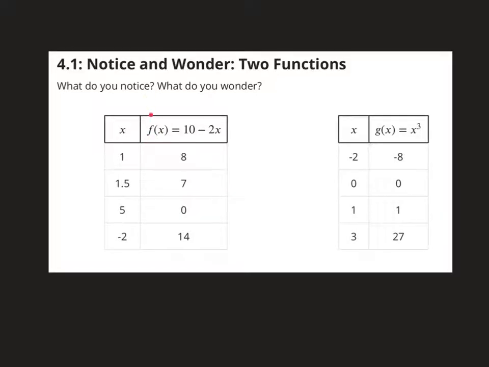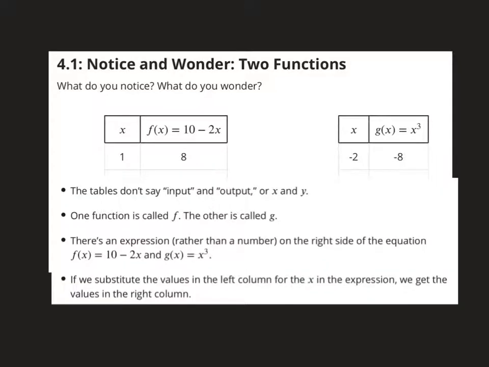And since there's two different names, the f function and the g function, apparently we are dealing with two different functions. So far you should have this in your notes. The tables do not say input and output or x and y. That was one of the things I had discussed. We also said that one was called f and the other is g. So now we have names for these functions. It's also important to notice that an expression rather than a number is on the right side, right? So we have this expression over here on the right side.